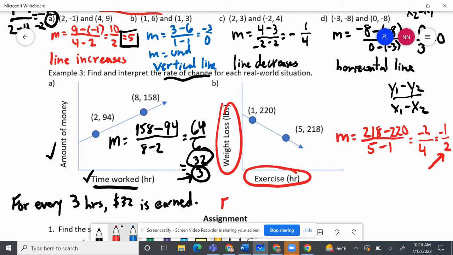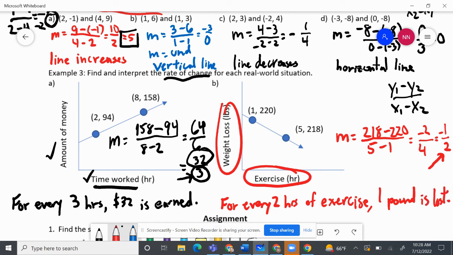So for every 2 hours of exercise, 1 pound. And notice that this is negative, so it is lost. So it basically means that if you work out for 2 hours, you lose 1 pound.